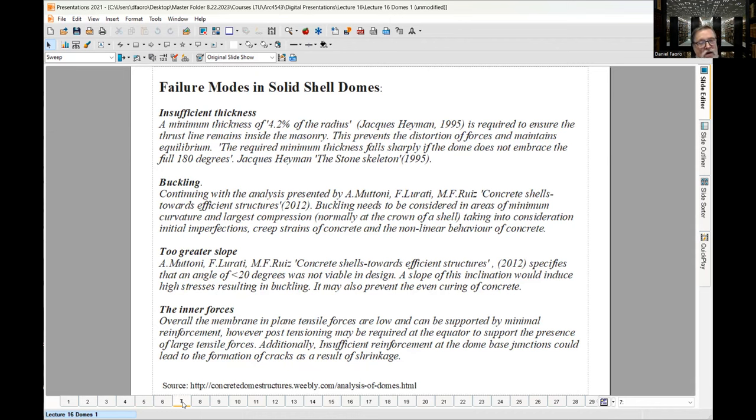Too great a slope. The dome is too tall and not wide. So the angle, called internal aspect angle, is generally less than 20 degrees, is not viable in design. There needs to be a greater slope condition.